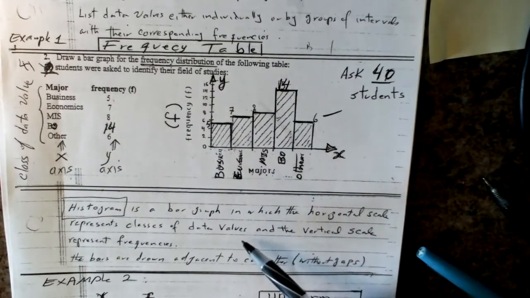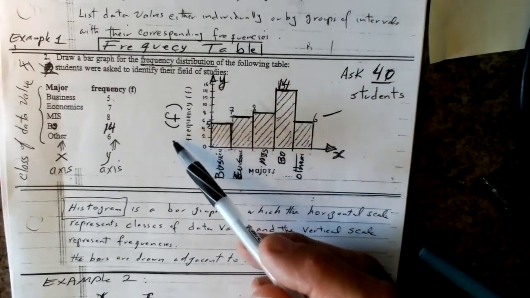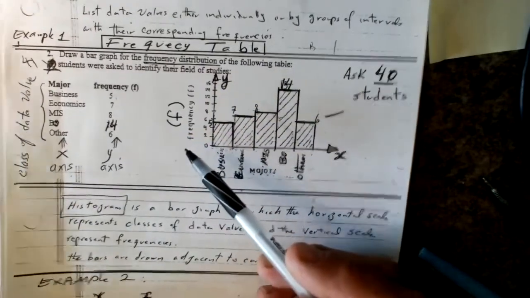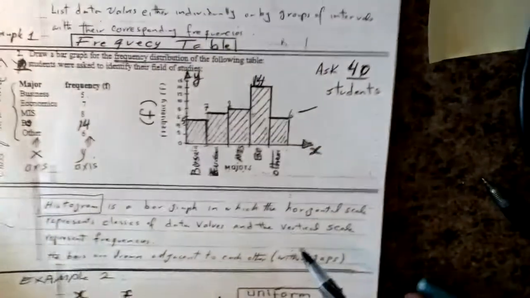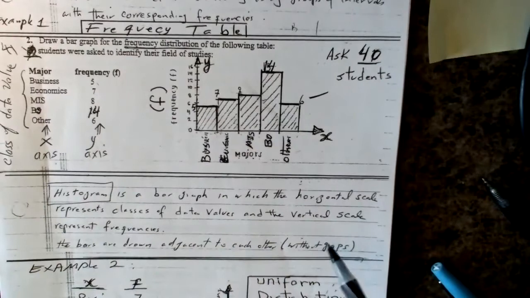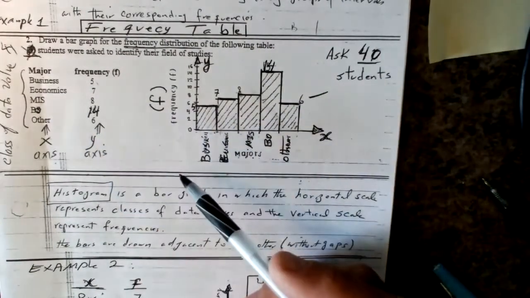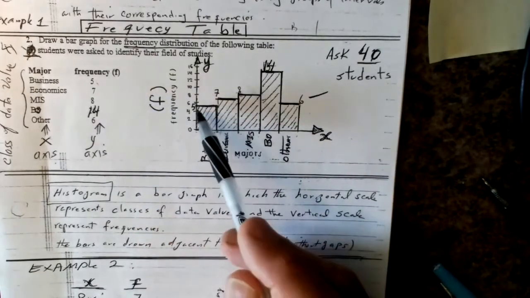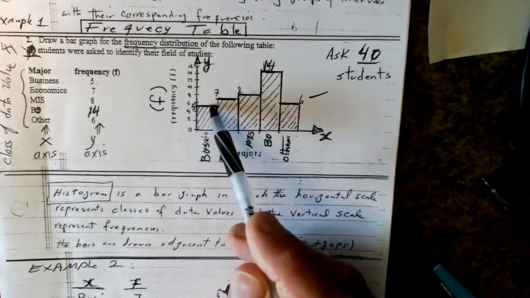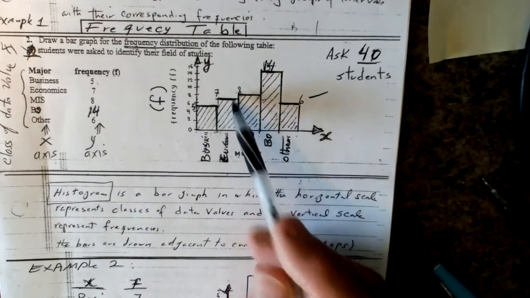How do I graph it? The vertical axis is the frequency. See, this is a frequency. So you put that on the vertical axis. And then on the horizontal axis, you draw a rectangle for each of these measures. Like for business, its frequency is 5. So here you pick 5 and you make a rectangle here. Economics is 7, so you do that.